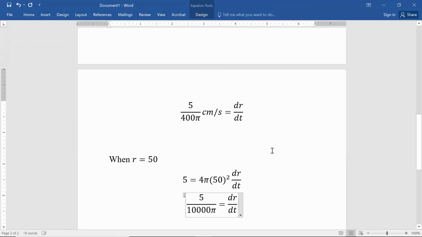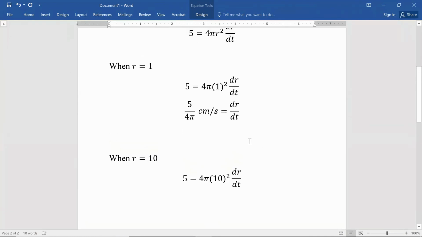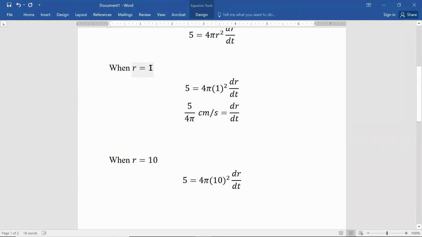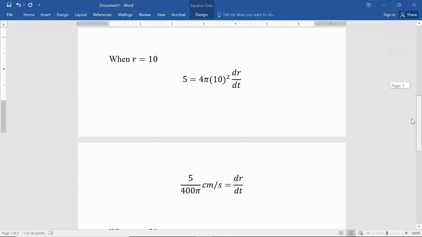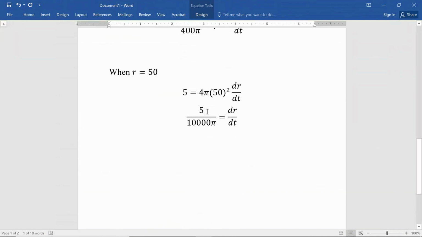So notice that when the balloon is at radius 1, when that sphere is pretty small, the radius of the balloon is changing by a pretty decent large number. But as the balloon gets bigger, it's going to take longer and longer to increase that radius. So that's how these problems are done.